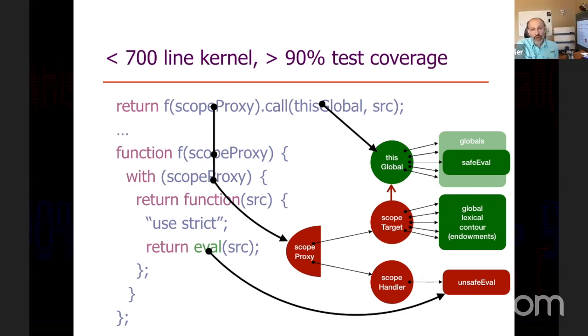The entire kernel that we've built around this, that we went through a rather rigorous security review on, is less than 700 lines. Last I heard, there's actually only 4 lines of it that we have not been able to reach coverage-wise with our tests.